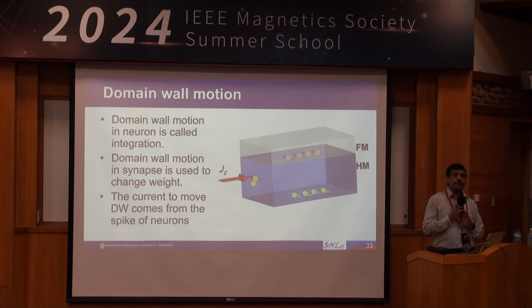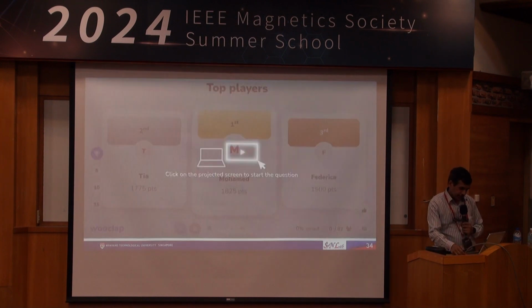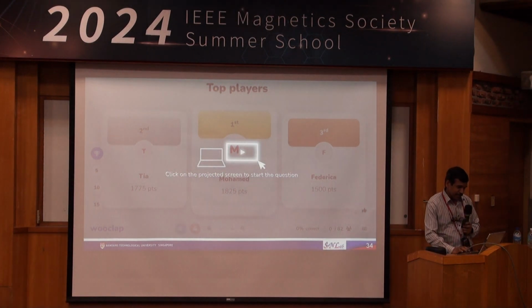In the context of neuromorphic computing, domain wall motion in a neuron is called integration. Okay. And in the case of a synapse, domain wall motion is used to change the weight because it changes the resistance of the device. And we can use a current, either spin transfer torque or spin orbit torque, to move the domain walls. Okay, so let's do some questions.